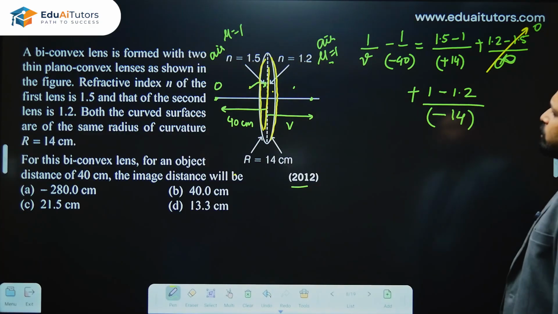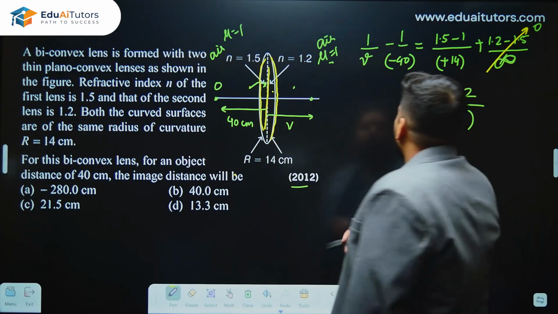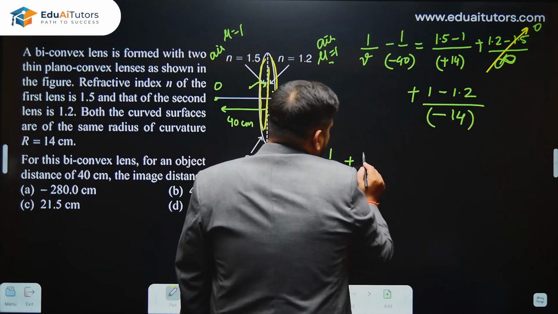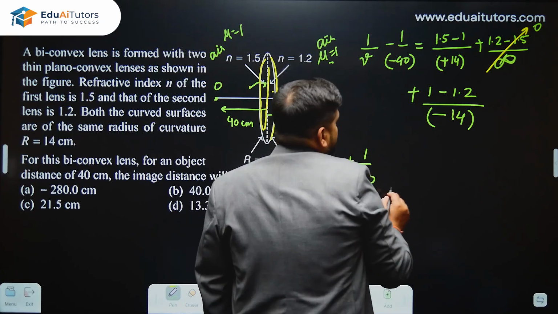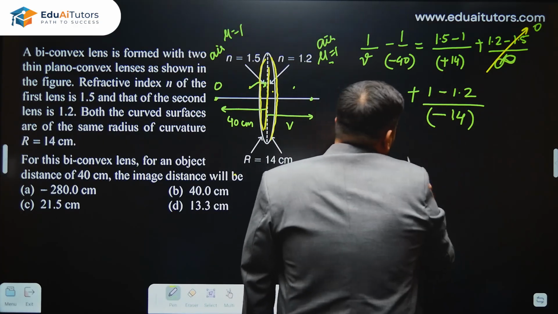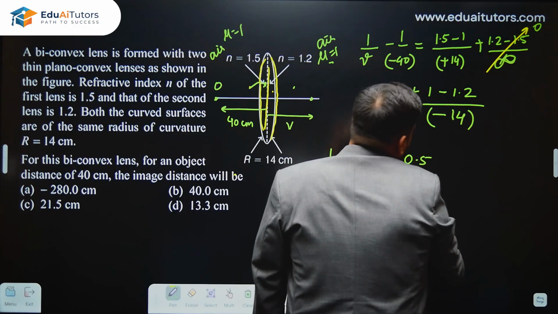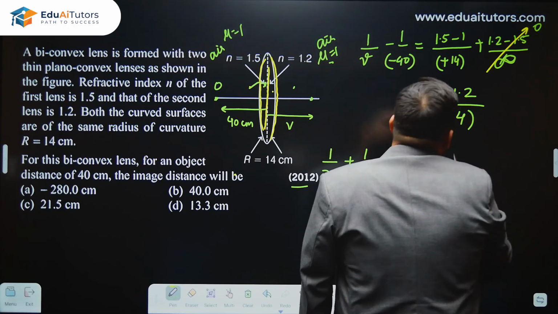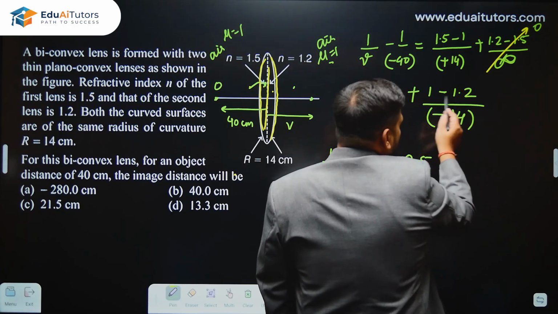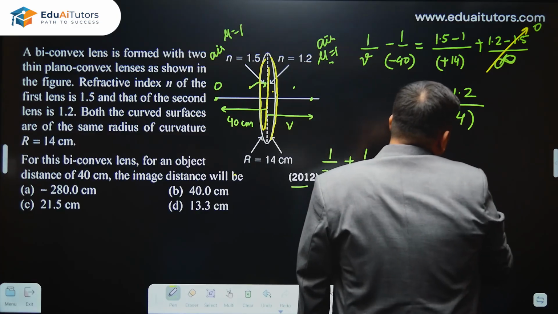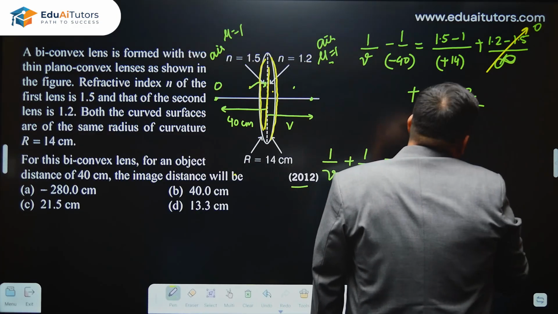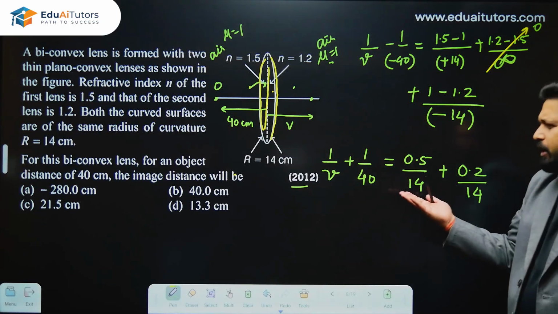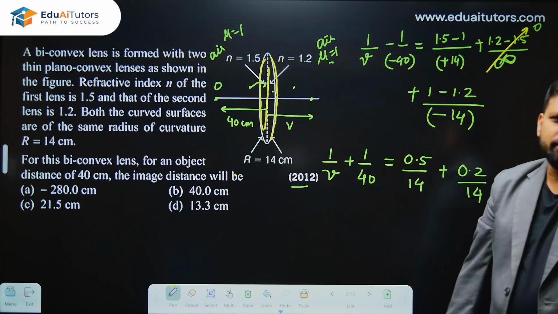If you just substitute the plane surface term as 0, you have a very simple equation now, which is 1 by V plus, minus into minus becomes plus, 1 by 40 is equal to 0.5 divided by 14, plus 0.2 divided by 14, since this is minus 0.2 and minus 14. All right. Now you just have to solve for V, and I hope that you can easily solve. If you solve it, the correct answer comes out to be 40, right?